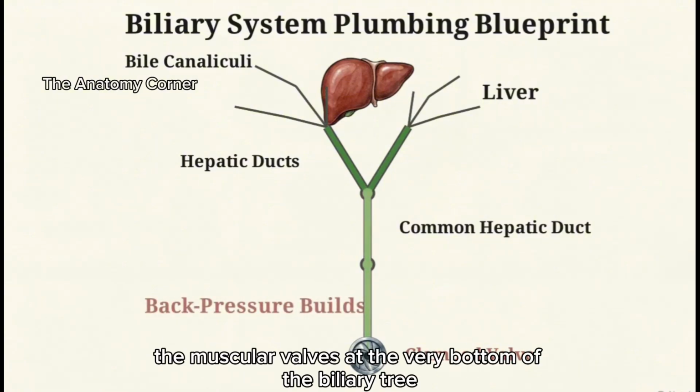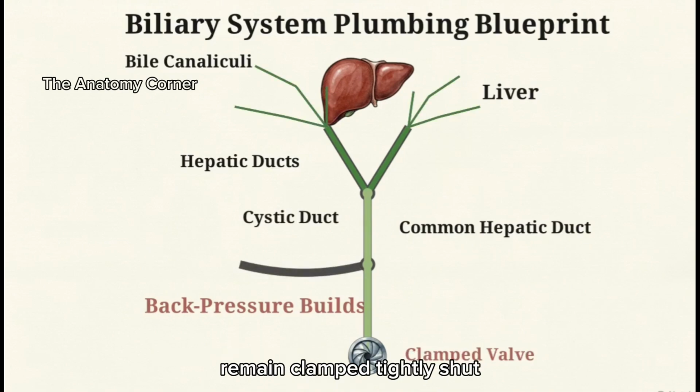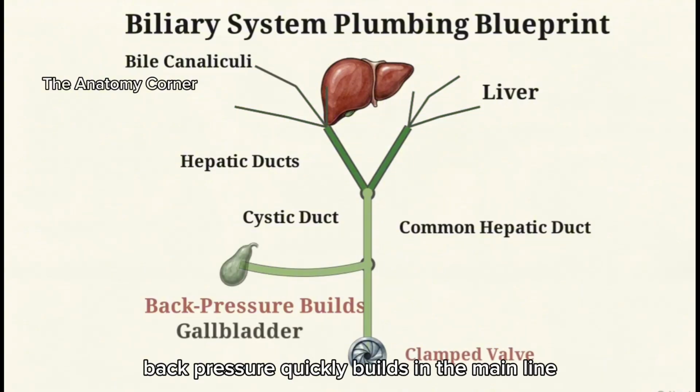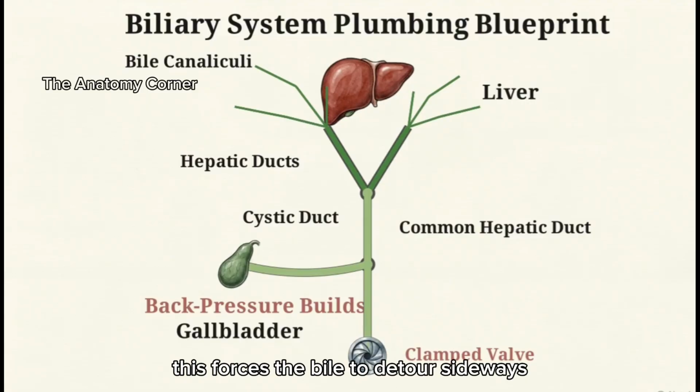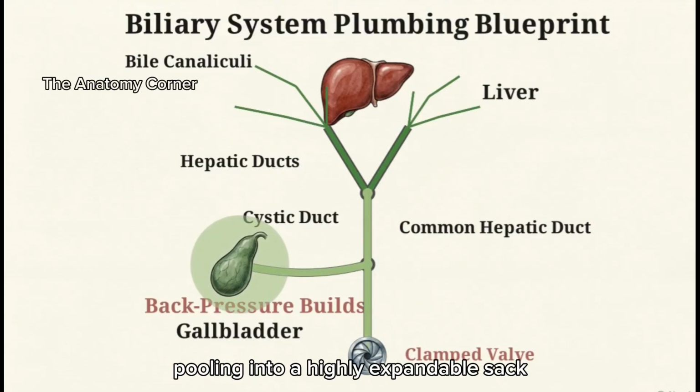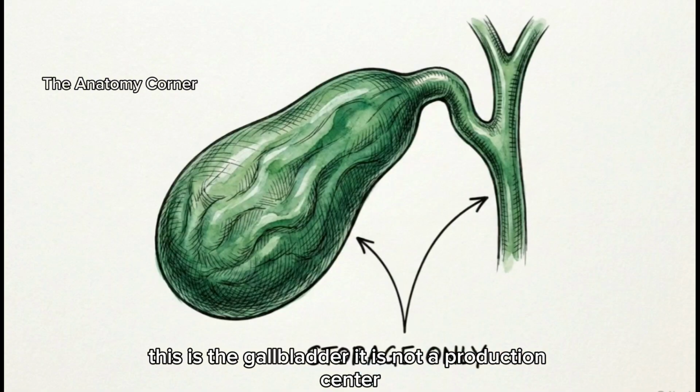Between meals, the muscular valves at the very bottom of the biliary tree remain clamped tightly shut, halting the downward flow of the fluid. Because the liver continues producing fluid from above, back pressure quickly builds in the main line. This forces the bile to detour sideways into an offshoot passage called the cystic duct, pooling into a highly expandable sac. This is the gallbladder.